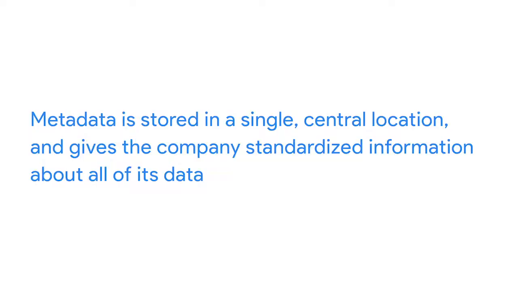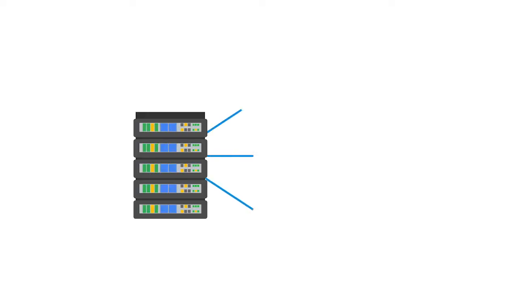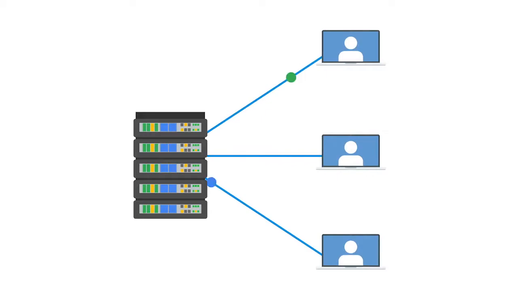On the other hand, metadata is stored in a single, central location and gives the company standardized information about all of its data. This is done in two ways. First, metadata includes information about where each system is located and where the datasets are located within those systems. Second, the metadata describes how all of the data is connected between the various systems.